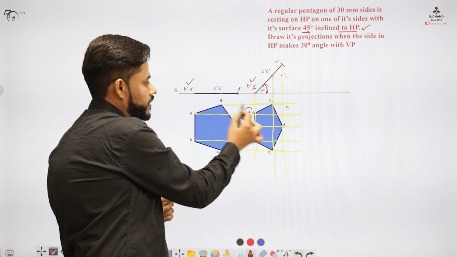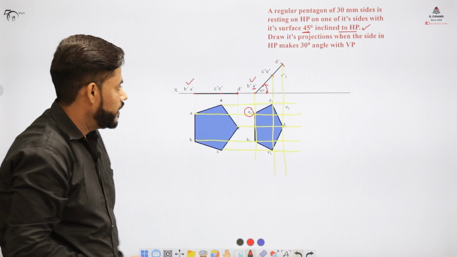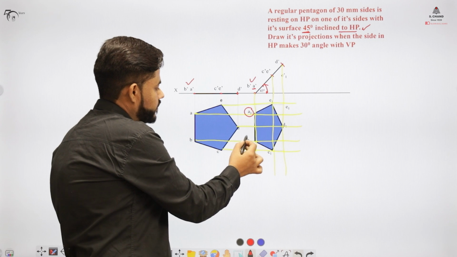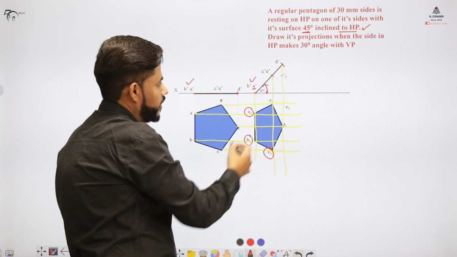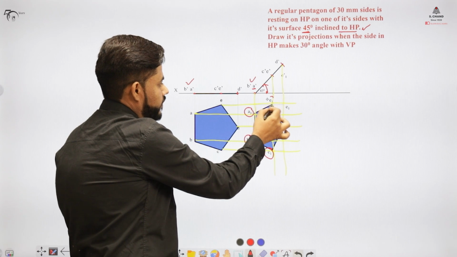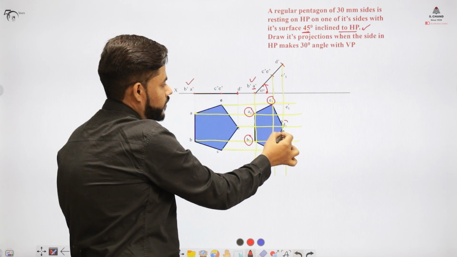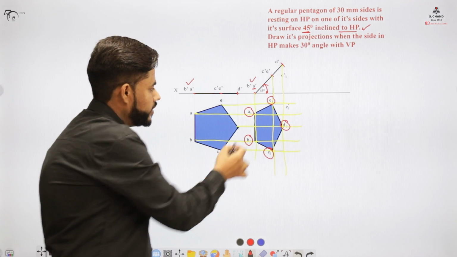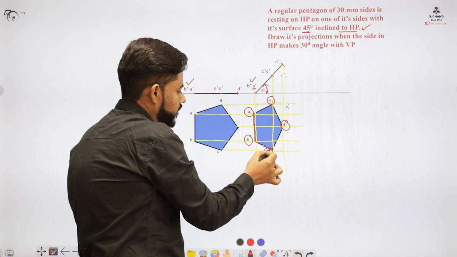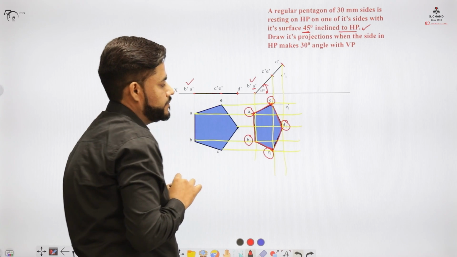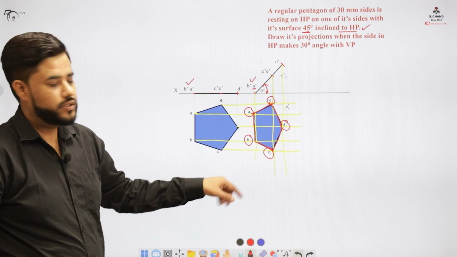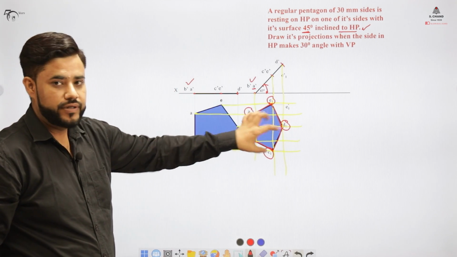So A when matched with A will give you A1 point. Then B when matched with B will give you B1 point. C when matched with C will give you C point. E when matched with E will give you E point. Similarly for D point. Now you just need to join all the points together. A with B, B with C, C with D, D with E and E with A. So joining all the points together, you will get the pentagon of reduced section.